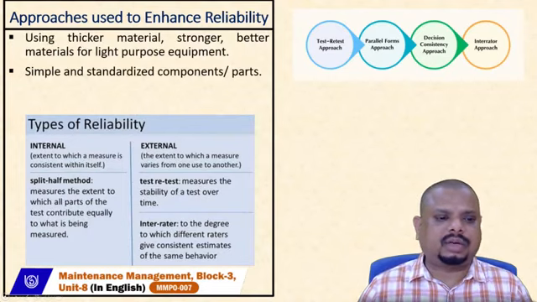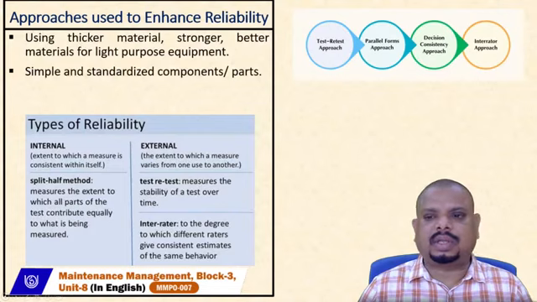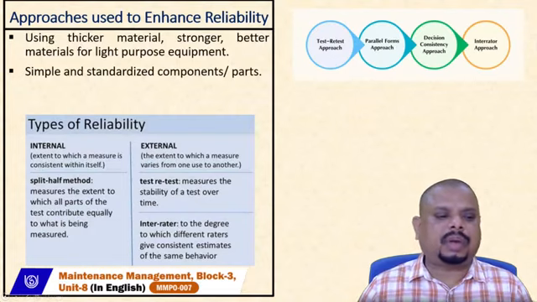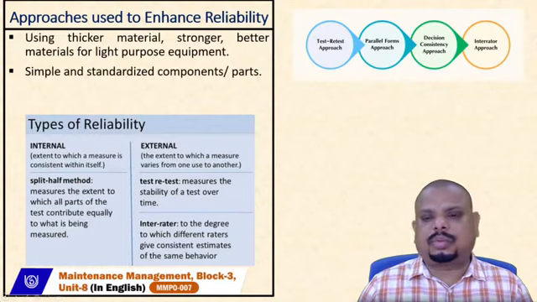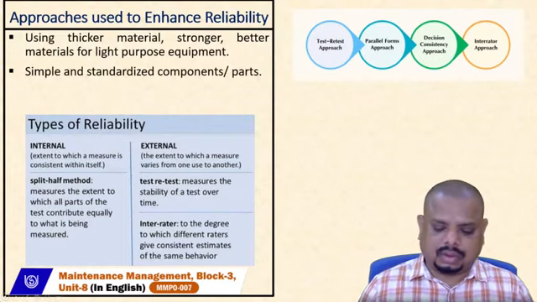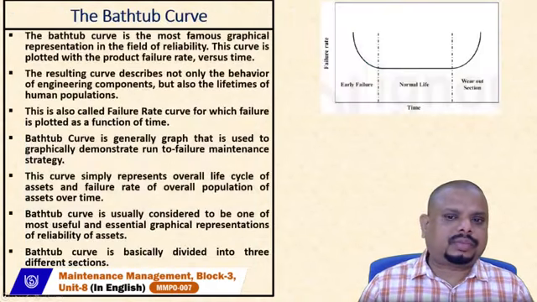If you move to the next, that is the type of reliabilities, internal. We have the extent to which a measure is consistent within itself, and here the split-half method, that means measuring the extent to which all parts of the test contribute equally to what is being measured. So whenever you go for measuring the reliabilities, you have to focus upon two aspects, internal as well as external.